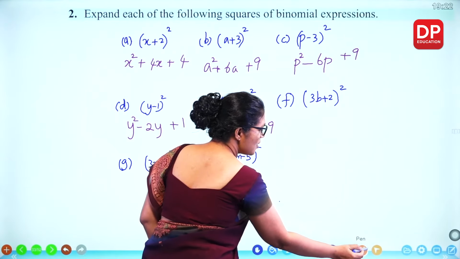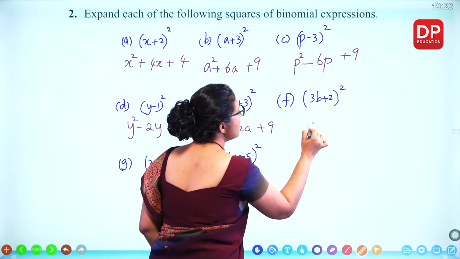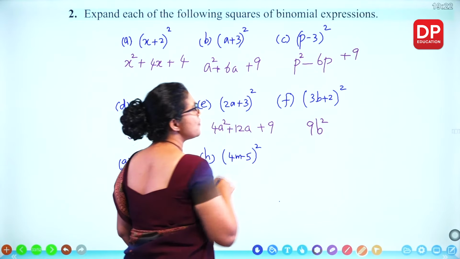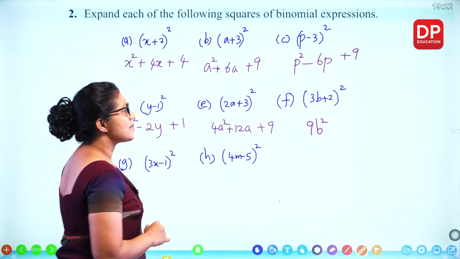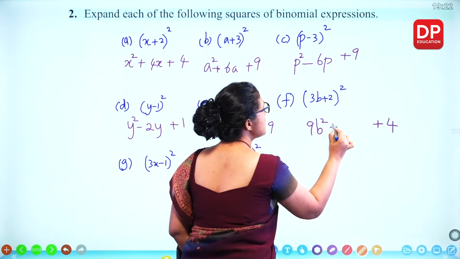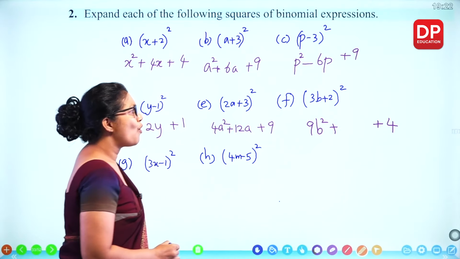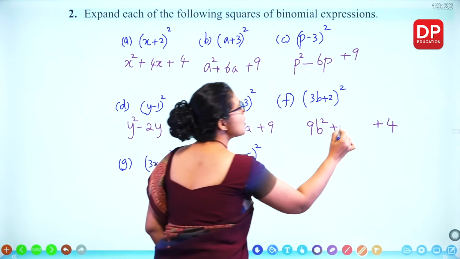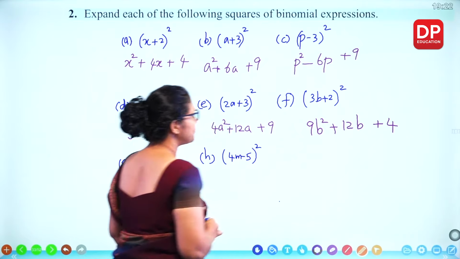9b squared. So you can write down 9b squared for the first term squared. What's the last term squared? 2 squared is 4. What's the middle term? 2 times 2, 4. 4 times 3, 12b.